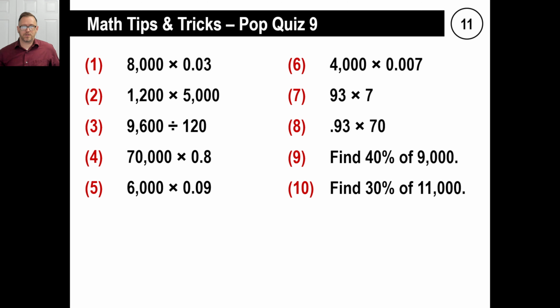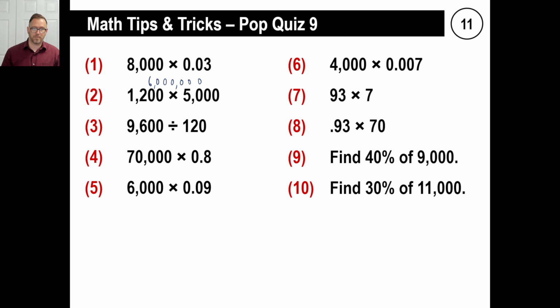Okay, number 1 is going to be 80 times 3, 240. Number 2 is going to be a big number. Make sure you have the exact number. We have 12 times 5 and 1, 2, 3, 4, 5 zeros. That is a lot of money. All right, number 3 is going to be 8 with 1 zero, 80.